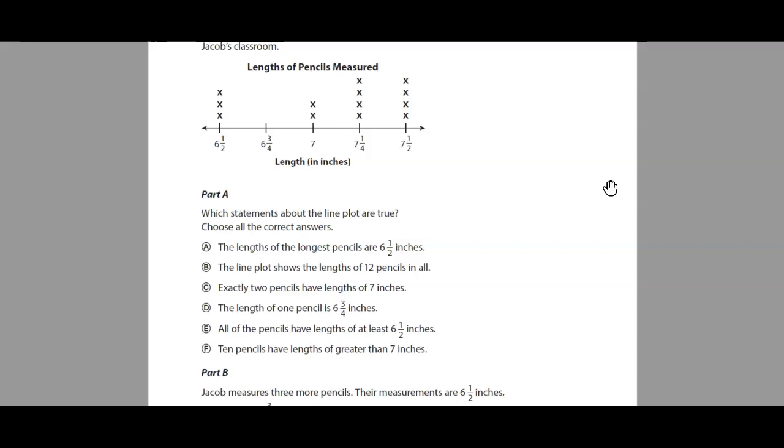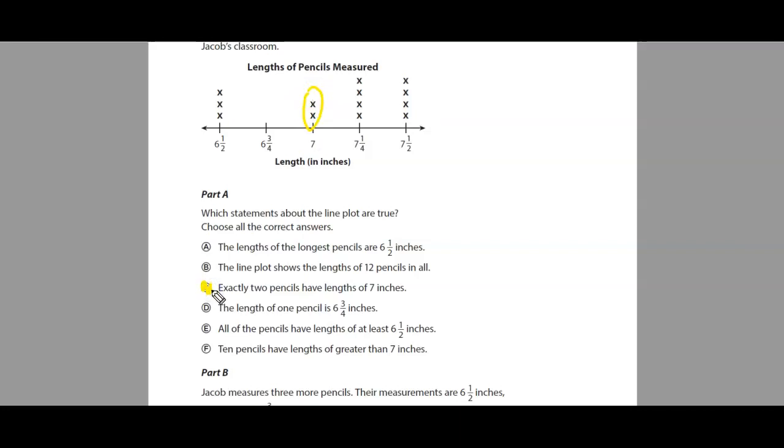The line plot shows the lengths of 12 pencils in all. So what do I need to do to figure out how many pencils there are in all? Can I just count all the X's? Yes. 1, 2, 3, 4, 5, 6, 7, 8, 9, 10, 11, 12, 13. So are there 12 pencils in all? No. So it can't be A or B. Exactly 2 pencils have lengths of 7 inches. Yes, that one's true.